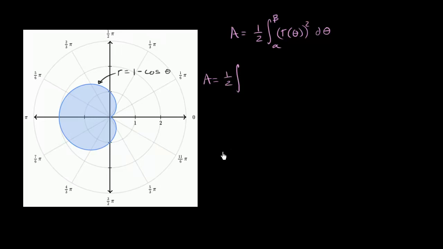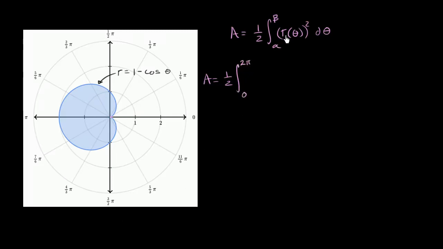Now, what's our alpha and what's our beta? Well, we're going from theta is equal to 0 radians, and we're essentially going all the way. When theta is equal to 0 radians, r is 1 minus 1. We're right over here. And then we go all the way around to theta is equal to 2 pi radians. Notice when we're back at 2 pi, cosine of 2 pi is 1. 1 minus 1 is 0 again. So we get back to that point. So we're going from theta is equal to 0 radians to theta is equal to 2 pi radians.